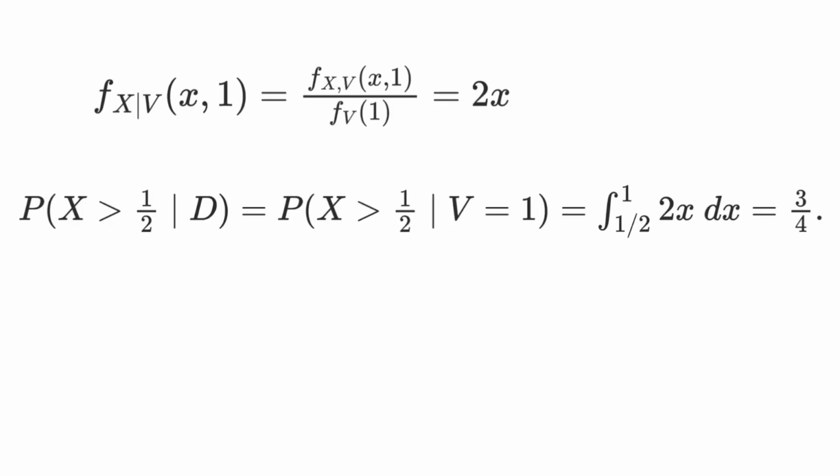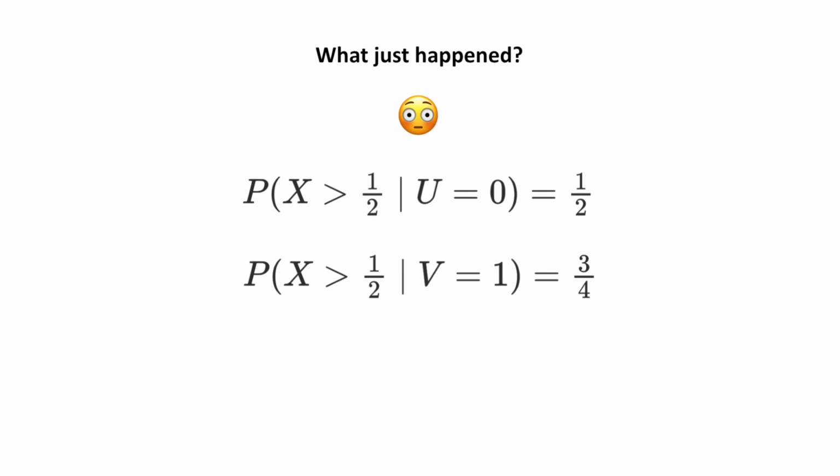Finally, we get that the marginal density of x given v equal to 1 is equal to 2x, and if we integrate this density to compute the conditional probability that x is larger than a half, we get 3/4. Wait, what just happened? We computed the same quantity, namely the conditional probability that x is larger than 1/2, given that the point x comma y lies in the diagonal, in two different ways, and got two completely different answers.